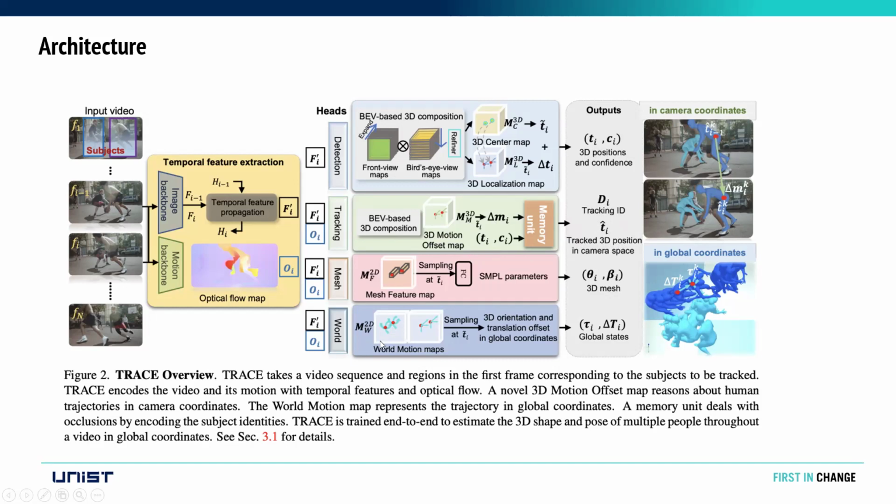Finally, the world branch estimates the world motion map. We can represent the 3D orientation and the translation offset in the global map from the 3D position, and accumulate it with the translation of that map. They can then receive a global trajectory in global coordinates.